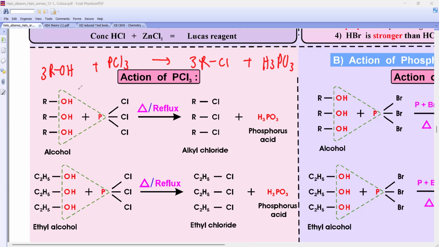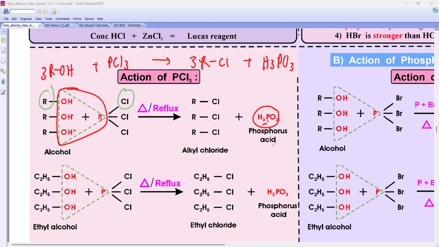Now look here. Trisha, can you see this? How many H are here, beta? 1, 2, 3. So H3. How many P are here? 1. And how many O? Now what else is remaining? RCl, RCl, RCl. Now look. Once you see this, you'll remember what is exactly happening.